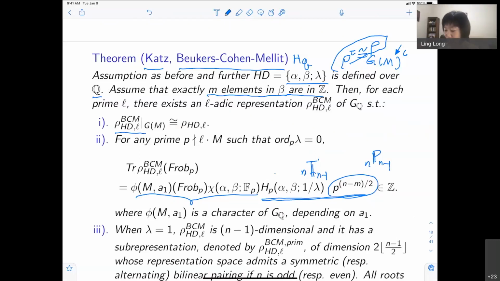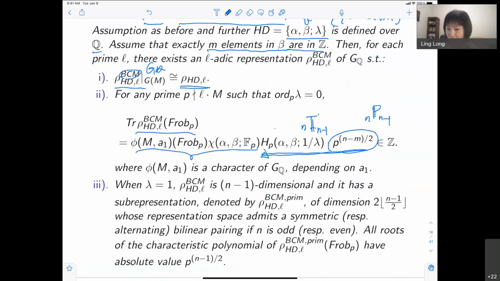The BCM over here means I'm going to use the BCM convention for computing traces. And the relation in between is that this one is for the big Galois group GQ. After restriction, it will be the same as the representation we've seen before. And this is how to compute at the unramified primes. There is some fudge factor coming out from the normalization process, but the important thing will be the HP function. A priori, it's not an integer. You need to have the correct power of p to make it integral.